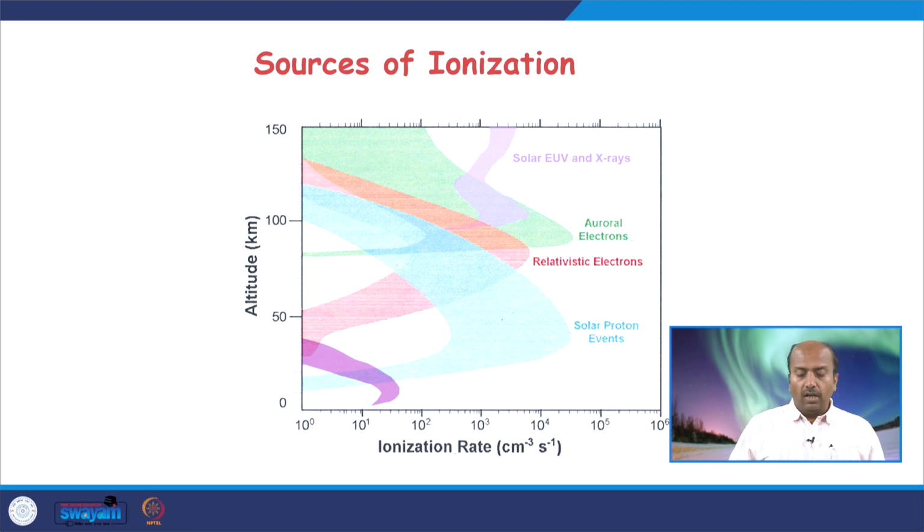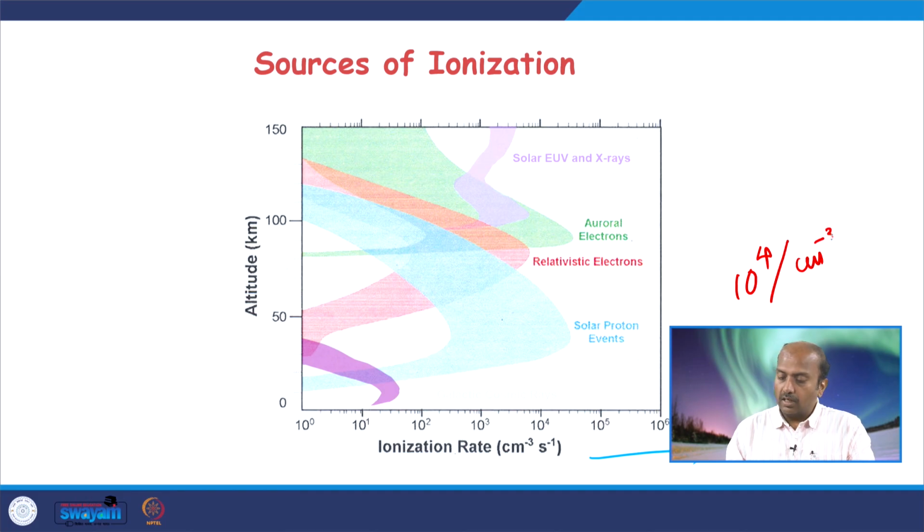So, you see here, on the x axis you have the ionization rate per centimeter cube per second. So, if you take 10 to the power of 4 per centimeter cube per second, it means the number of ionizations will be 10 to the power of 4, which means 10,000 ionization processes will happen in a unit volume per second. And altitude is on the y axis.